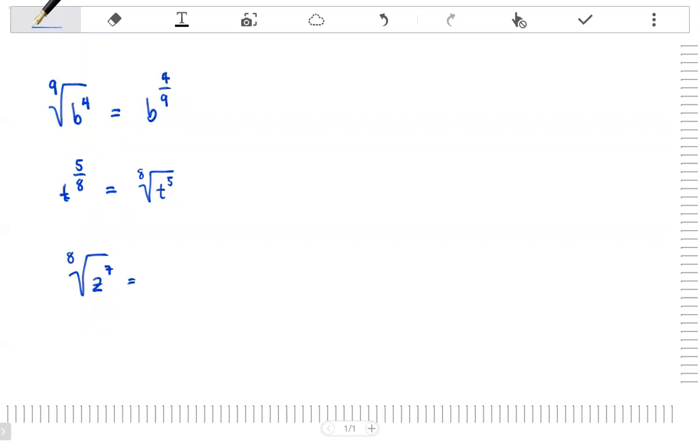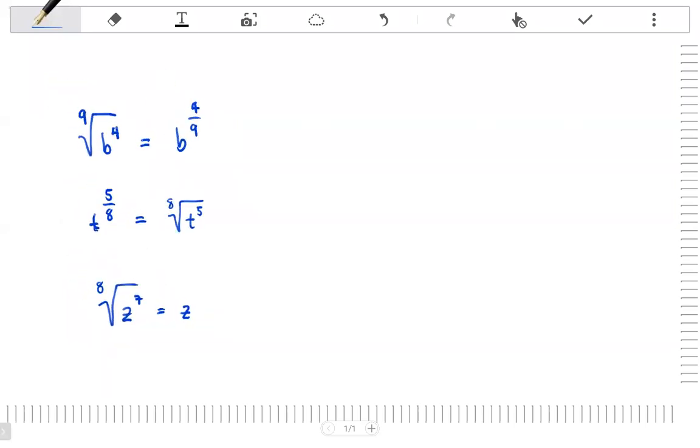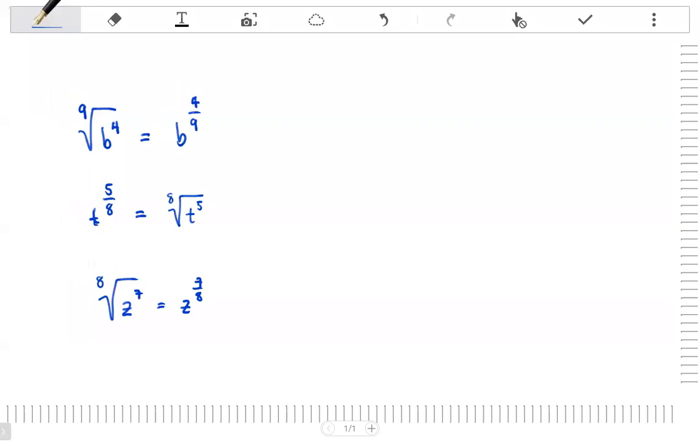이건 시우가 해보자. Z to the 7/8. Yeah. 이 부분 괜찮았지? 이거 세 문제만 풀고 바로 넘어갈게.